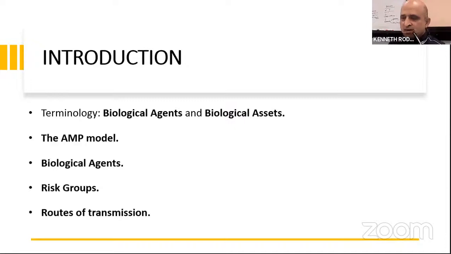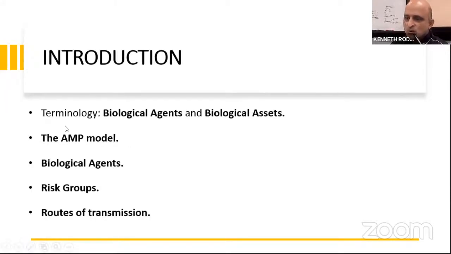So what do we cover in today's lecture? The first thing is terminology. When you are a biorisk manager, you should be aware of specific terminologies, which have been defined in different biosafety manuals. Today we will focus on two terminologies: biological agents and biological assets. When you consider biorisk management from a biosafety perspective, we use the term biological agent. However, from the perspective of biosecurity, you use the term biological asset. Biorisk managers have to use these two terms to communicate the concept to the audience as well as to coworkers.